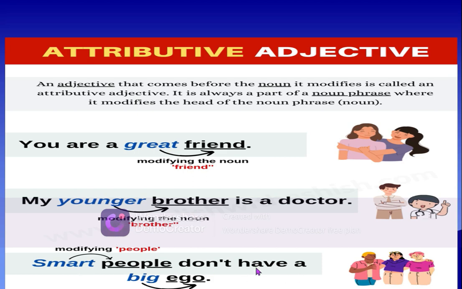Smart people don't have a big ego. Smart people: smart is an attributive adjective. And big ego: in this phrase, big is an attributive adjective. So from this slide we came to know that an attributive adjective is a kind of adjective which is used before a noun.